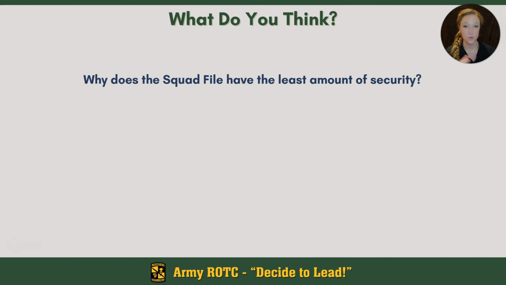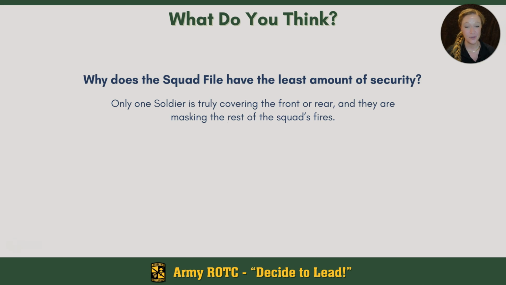So sticking with the squad file, why does it have the least amount of security? Well, because only one soldier can truly cover the front or rear at any given time. And if something comes from the front, maneuvering people out to be able to take it on can be difficult because we can only pass orders back one person at a time. So it can get a little chaotic if you receive any contact from the rear or the front.